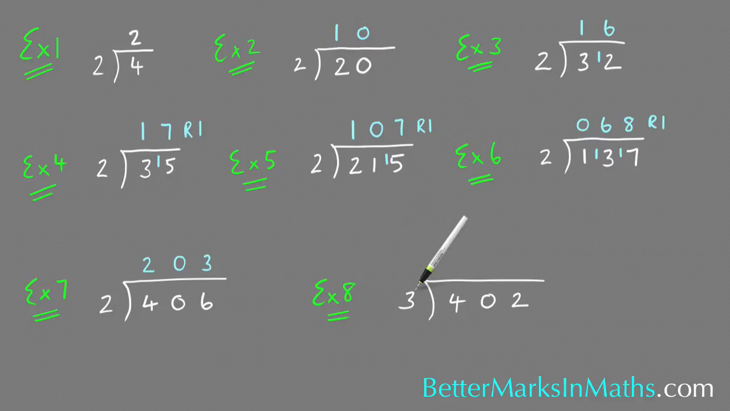Example 8, how many 3's in 402? So how many 3's in 4? There's 1 with 1 left over. How many 3's in 10? There's 3 with 1 left over. And then how many 3's in 12? There's 4. So how many 3's in 402? The answer is 134. So that's the basic method of doing short division with remainders.